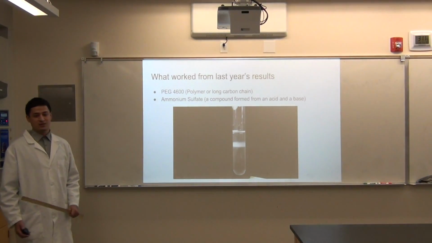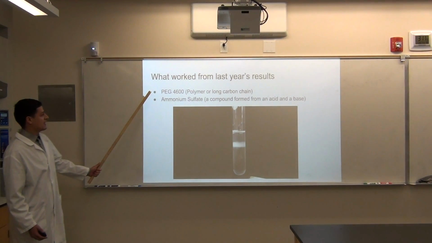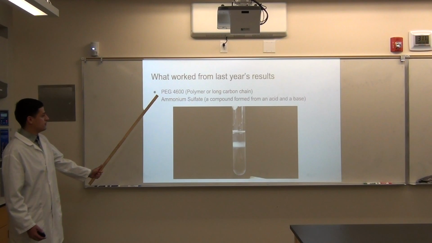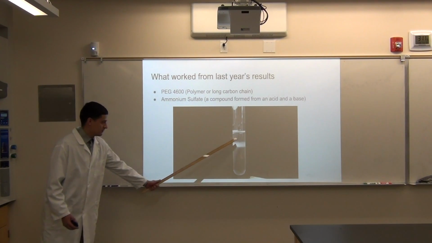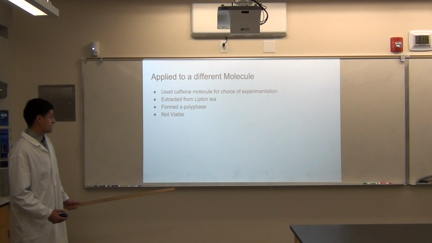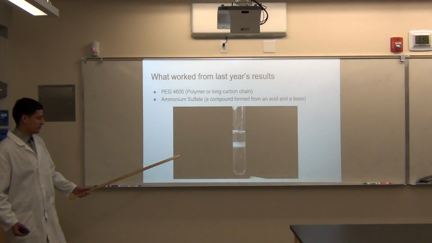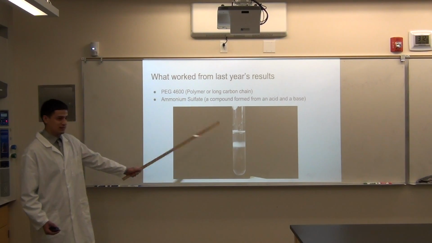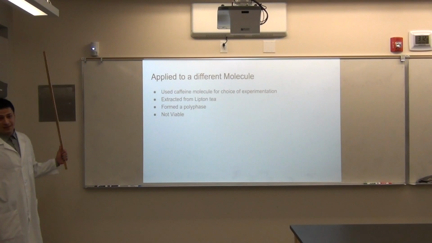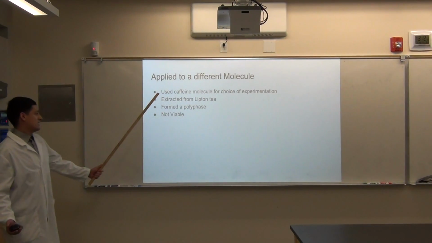So last year, when the research was done, they found that PEG as a polymer worked very well with ammonium sulfate as a salt. When they mix, they always form an interface. So since we're purifying ADH with this ATP phase system, why not try a different molecule, right? So we wanted to try caffeine.